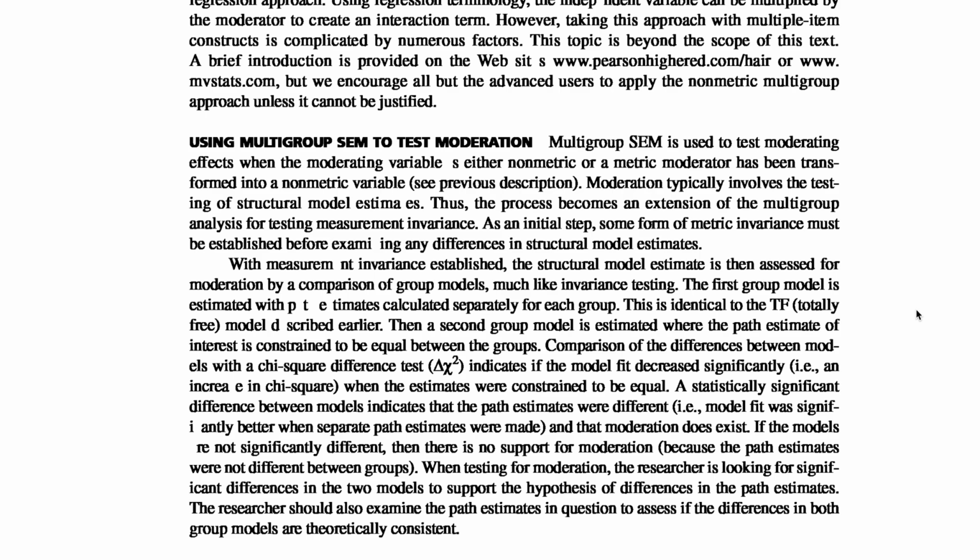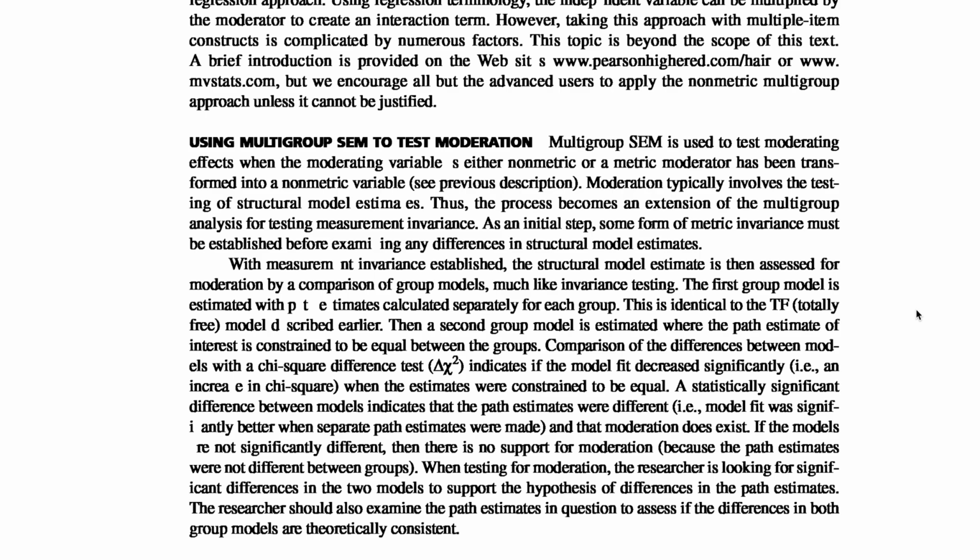Let's talk about using multi-group structural equation modeling to test moderation. Multi-group structural equation modeling is used to test moderating effects when the moderating variable, either non-metric or metric, has been transformed into a non-metric variable. As seen in previous descriptions, moderation typically involves the testing of the structural model estimates. Thus, the process becomes an extension of the multi-group analysis for testing measurement invariance.